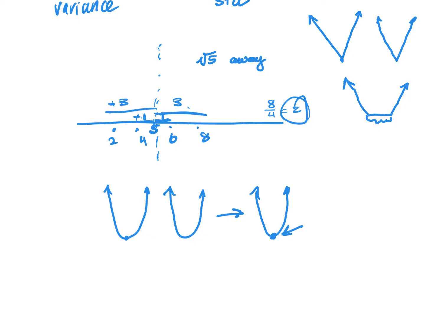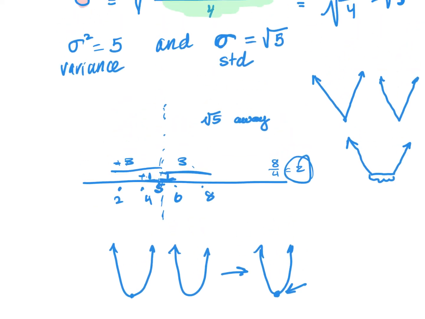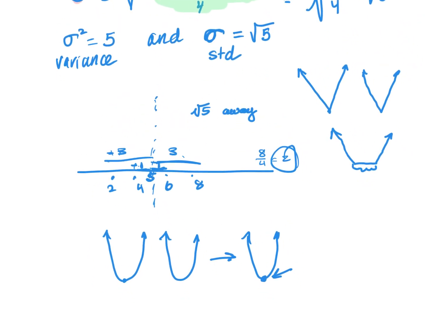So anyway, they're really close. You know, this was 2 and this is 2 point something. So it's going to be pretty close together. Right, so that's the standard deviation in that chapter.